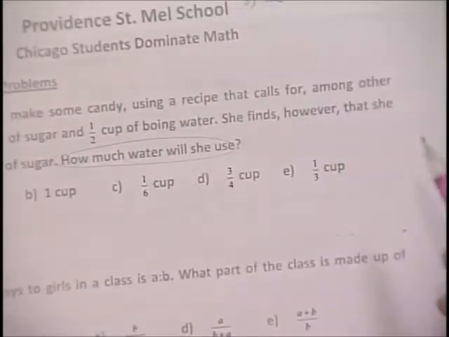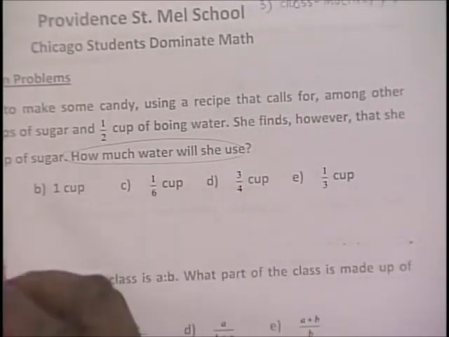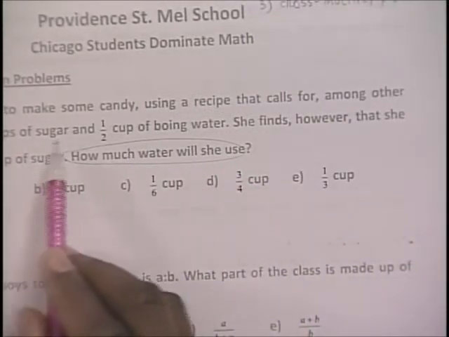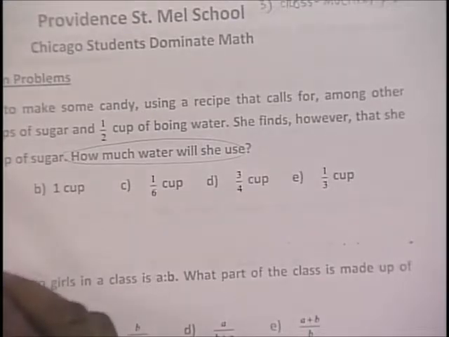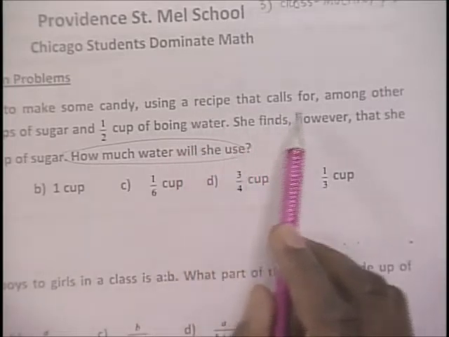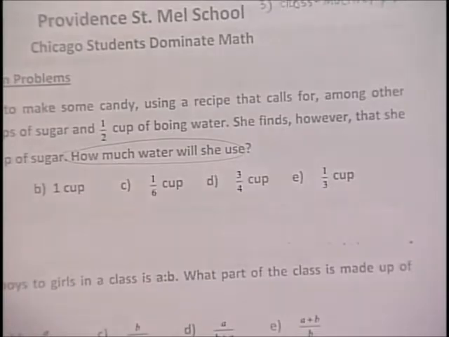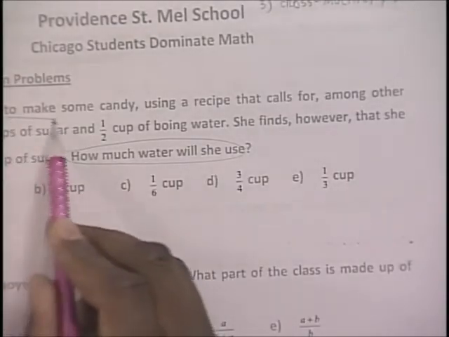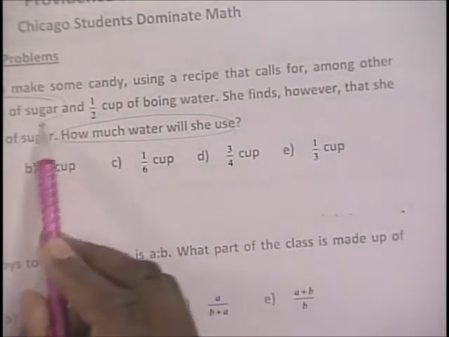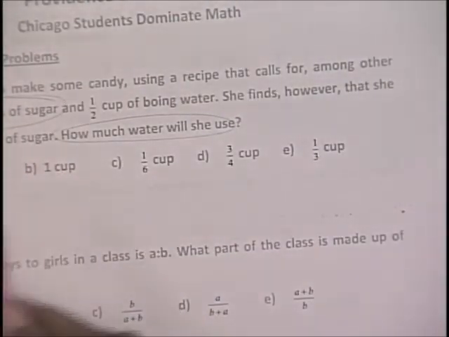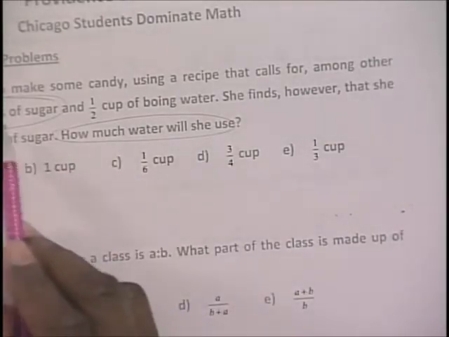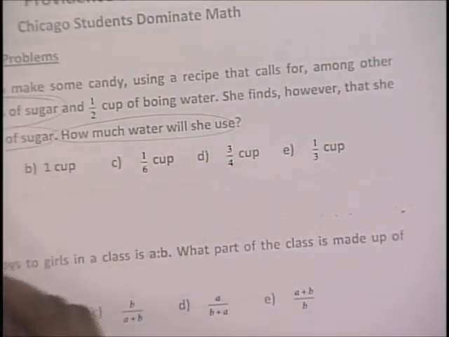Observe the given ratios. What I want you to first see here is she's got 1½ cups of sugar. Madge wants to make some candy. She's using a recipe that calls for 1½ cups sugar and then 1/2 cup boiling water. So the first step is to observe the ratio. The recipe calls for 1½ cups sugar, but she only has 1 cup of sugar. That's a ratio.